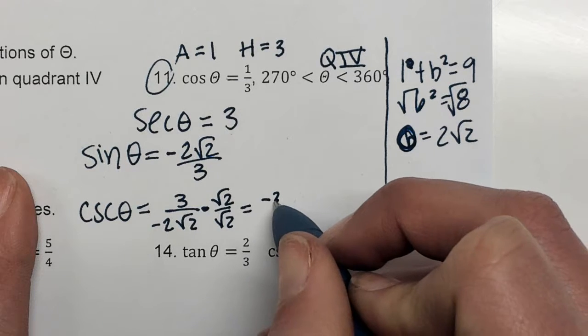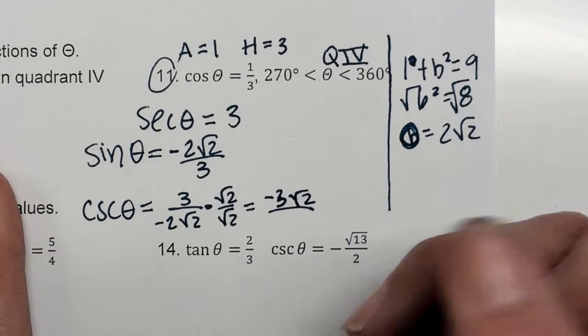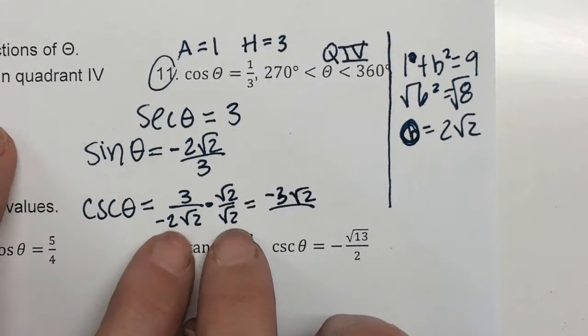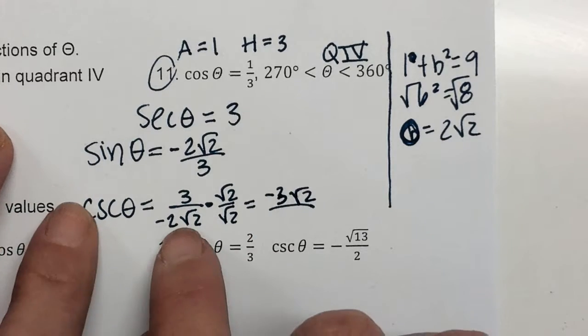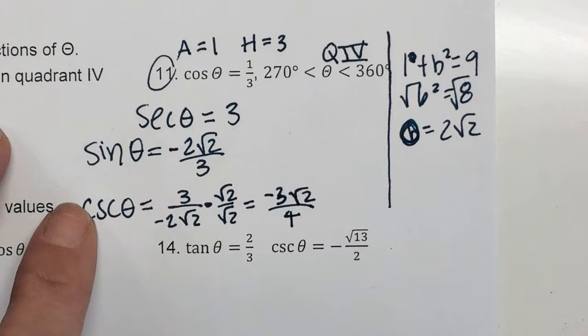What else? Good. Negative 3 square root of 2. Now on the bottom, stay with me. What's square root of 2 times square root of 2? Good. Times negative 2? Yes, but I already put the negative on top, so I won't need it.